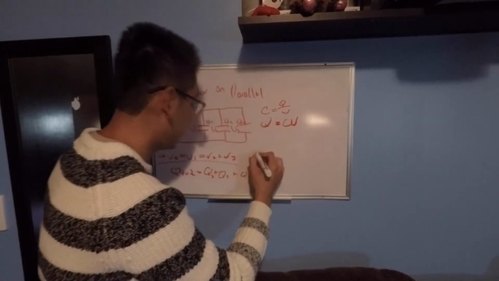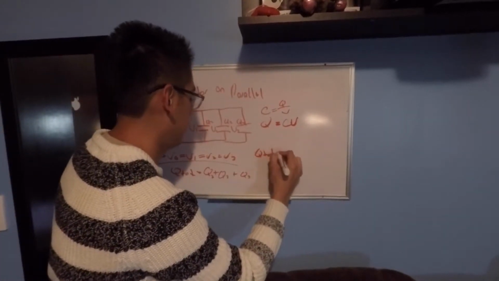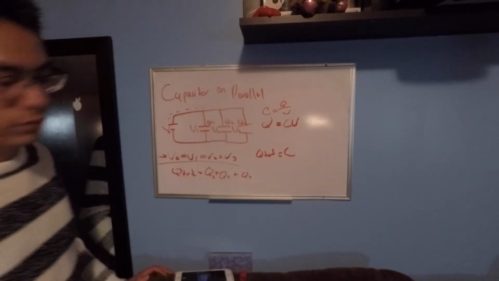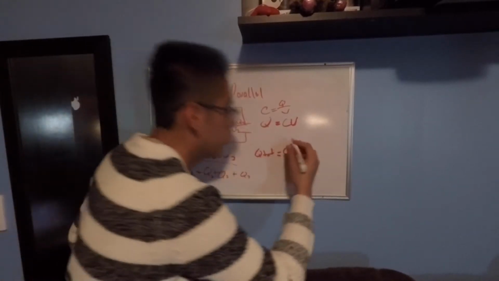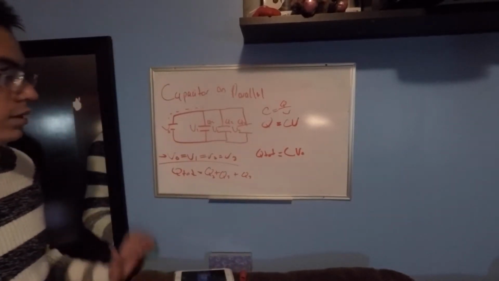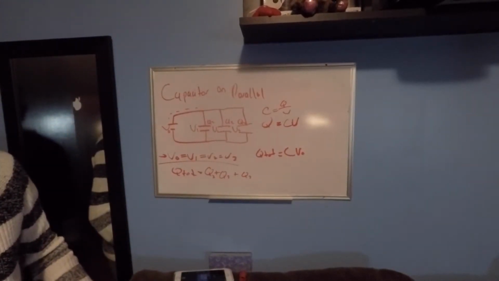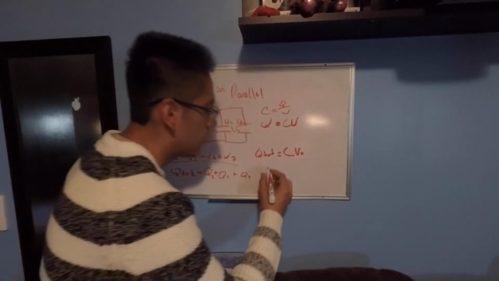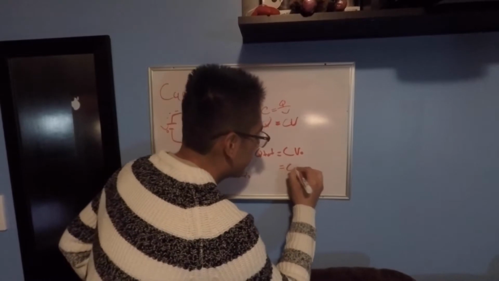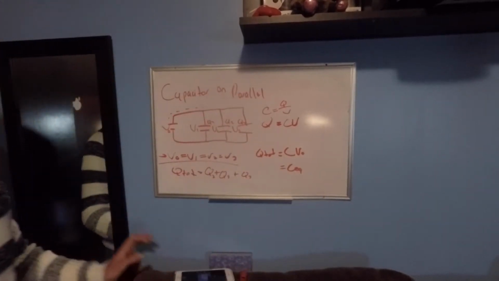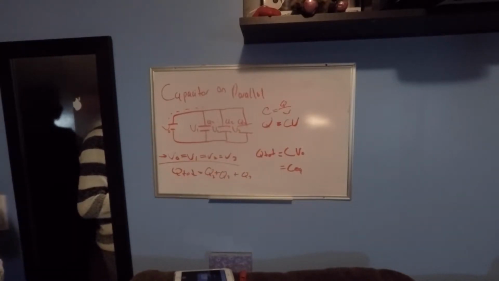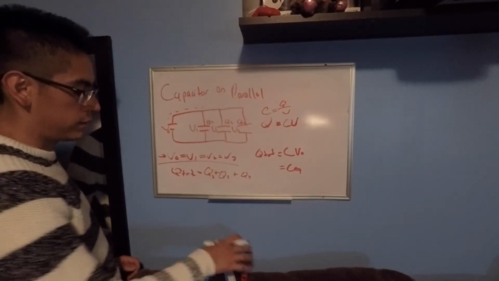So I got Q total equals C, the capacitance, times the voltage. That is the same. So what happens here is that we got that C is something equivalent. And this equivalency is about the next diagram.